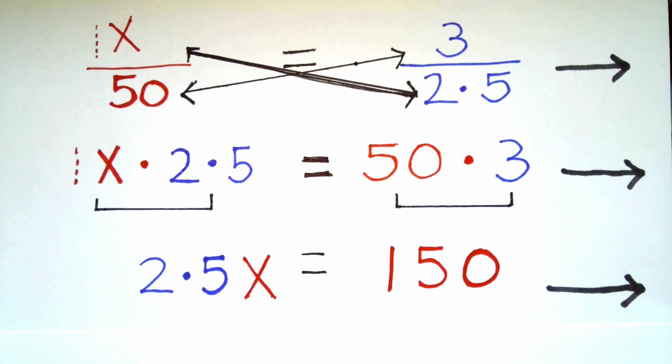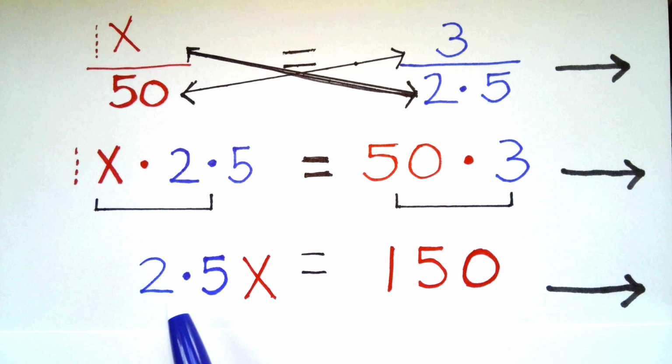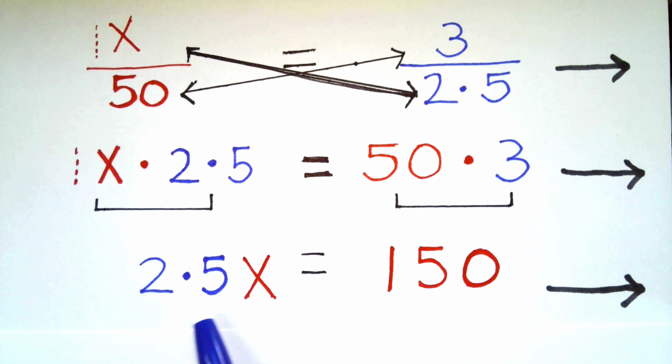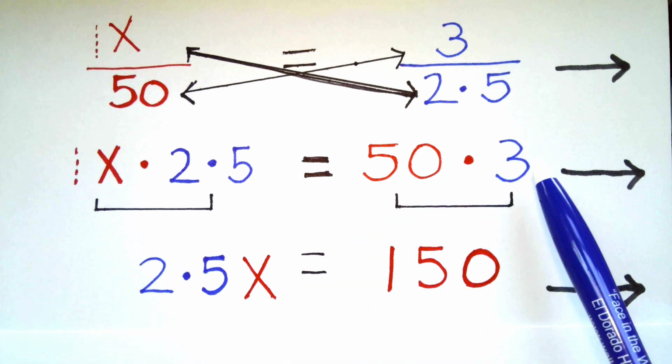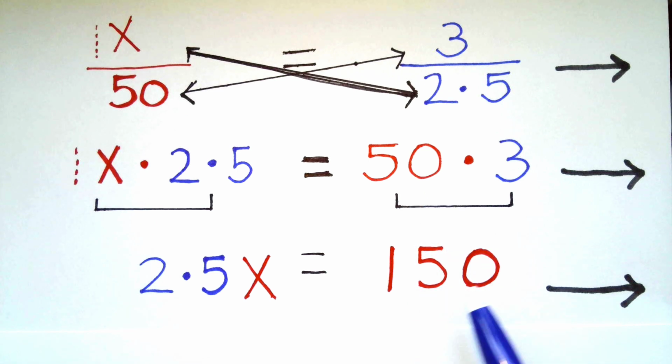Okay, so if you said 1 times 2.5 is 2.5, you're absolutely correct. Anything times 1 is itself, 2.5 in this case. And the 1 is attached to that x through multiplication, so we're going to keep 2.5 attached to x through multiplication. Equals 50 times 3. Well, I know 3 times 5 is 15, and I just bring down that 0. I get 150. So I'm going to continue on. Stick with me. Let's go ahead and finish this problem.